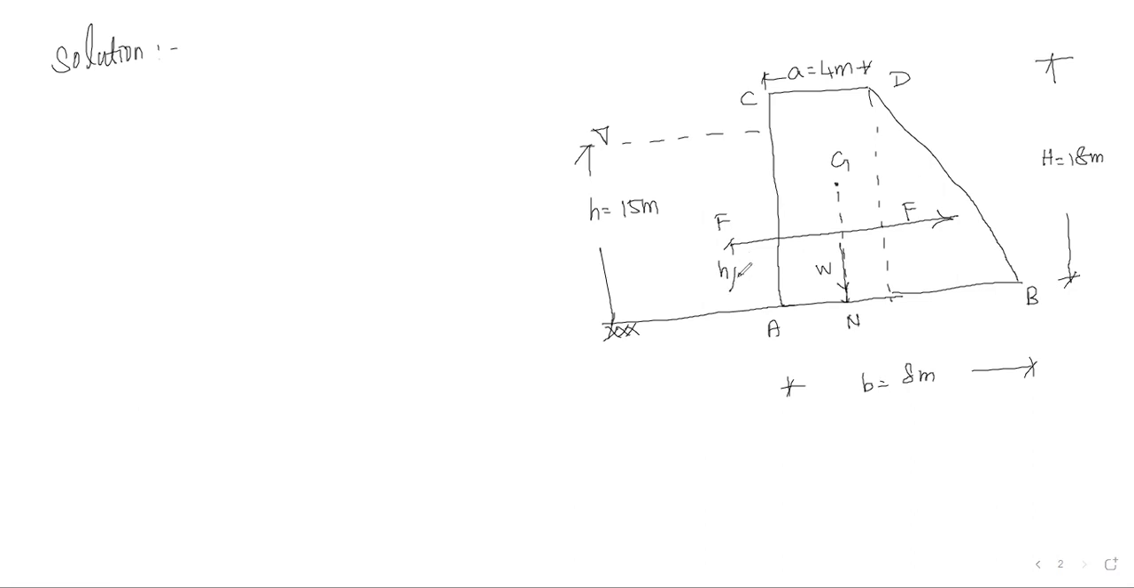So this height is H by 3. The resultant will act somewhere here. So this is R. This place is M. So the distance between N and M is equal to X, and from A to M is equal to D. Now we have to calculate the quantities related to this. If it is H by 3, then it becomes 5 meters.